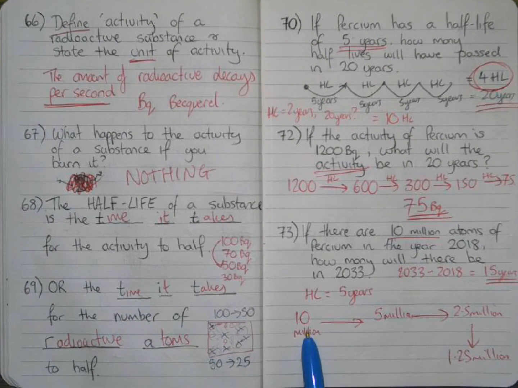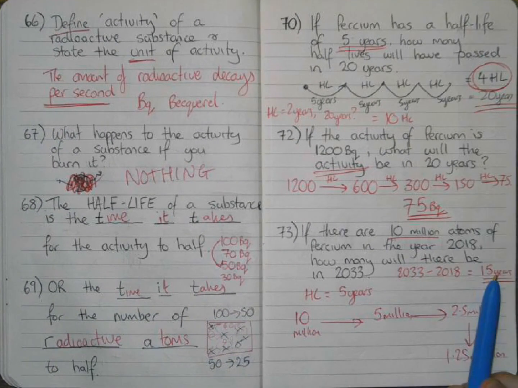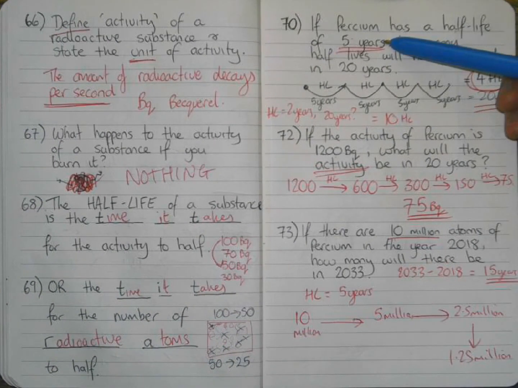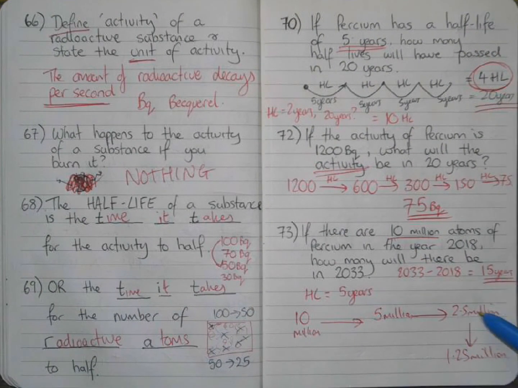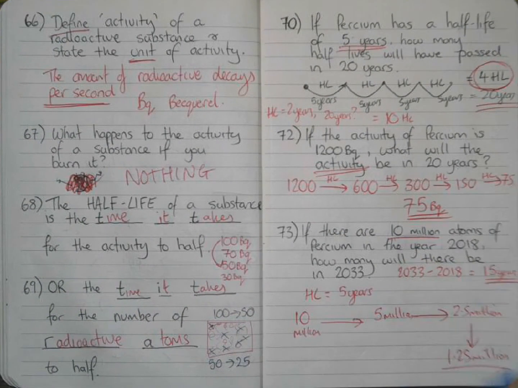We start with 10 million, 15 years, 5 years for a half-life, 1 half-life, 2 half-lives, 3 half-lives. Final answer, we'd have 1.25 million atoms. You can obviously use a calculator to halve these numbers if you wish. In fact, I recommend it if you're not 100% confident with that.